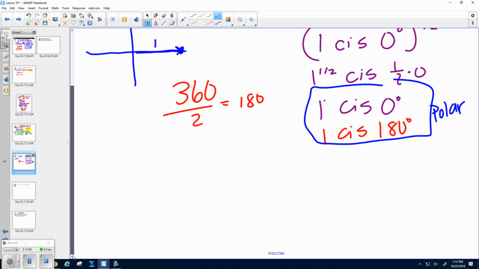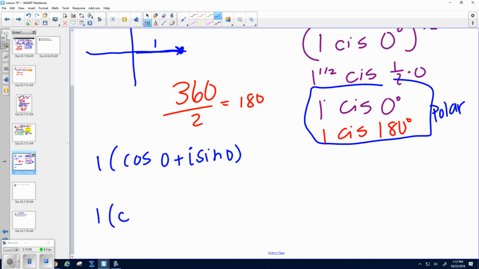And what does it say to do? Rectangular. So that means I have to go back to just what is cosine I sine. So it's 1 times cosine of 0 plus I sine of 0. And my other solution will be 1 times cosine of 180 degrees plus I sine of 180 degrees. I left a little space under there. Guess I should put little degree signs on all my degrees.